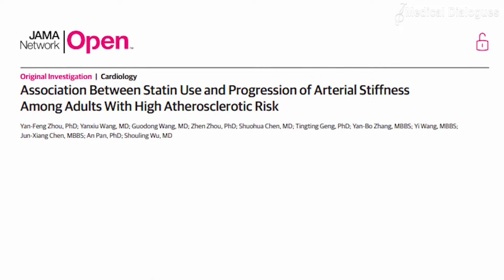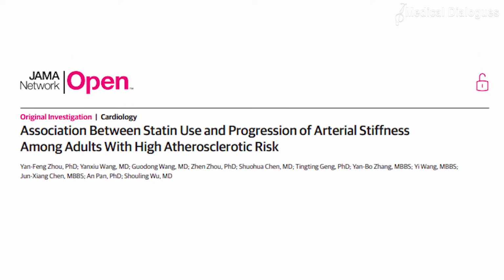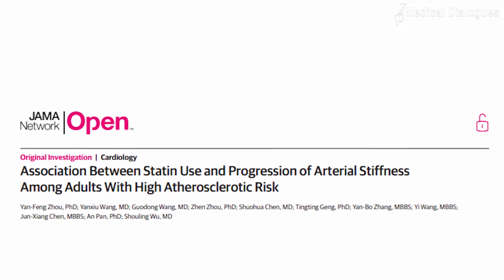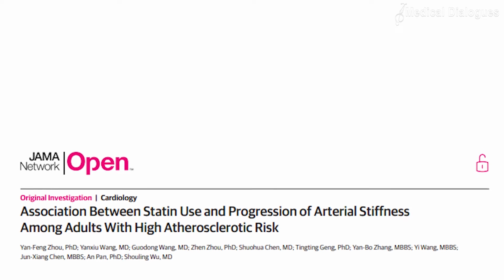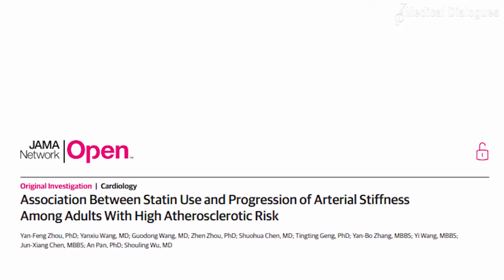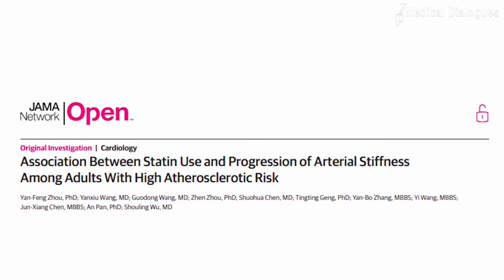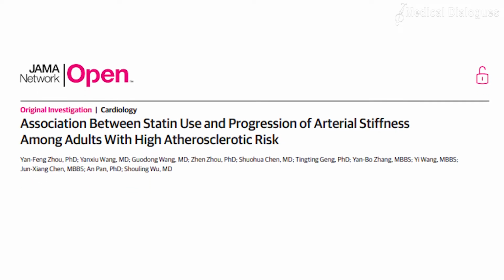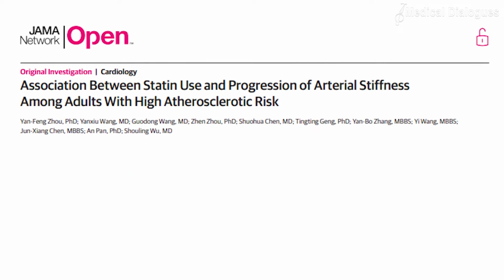To examine the association between statin use and the progression of arterial stiffness in adults with high atherosclerotic risk, as measured by brachial ankle pulse wave velocity, a recent cohort study was conducted and later went on to get published in JAMA Network.